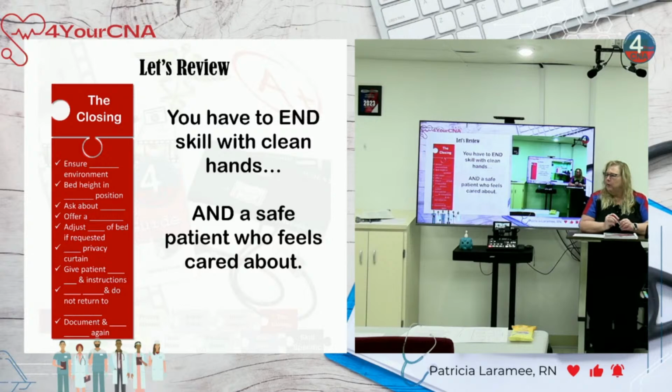Should we do it before we wash our hands? What do you guys think? Okay, so we're going to do all of our closing. We're going to wash our hands, then we're going to document, and then we're going to wash again. So you guys were correct, but I needed to clarify that. Okay, so we want to wash our hands before documenting and after. Good? Questions?